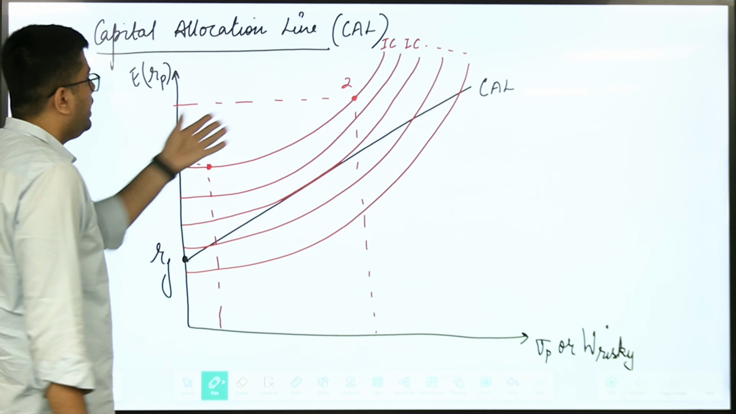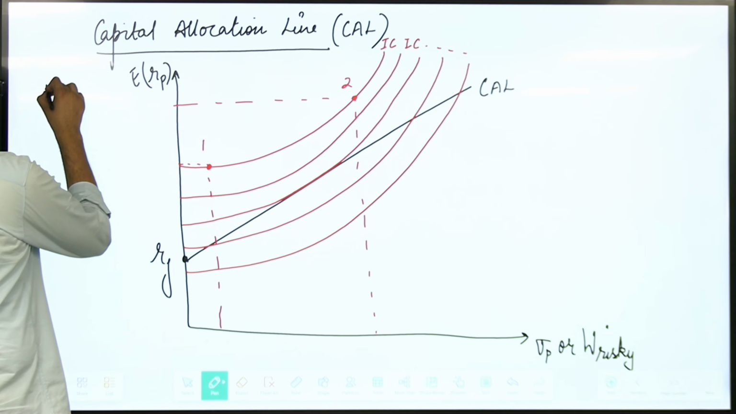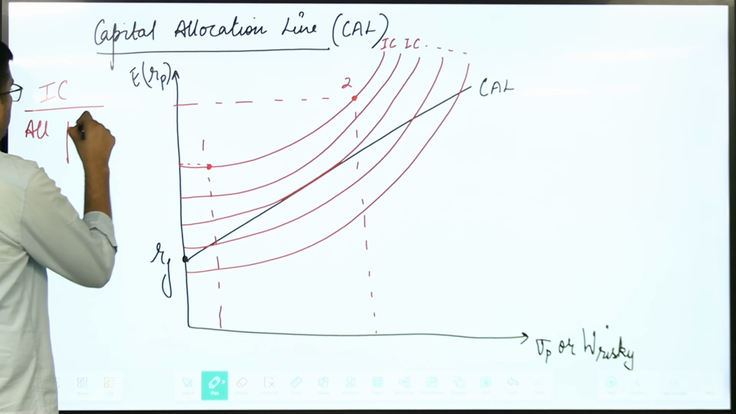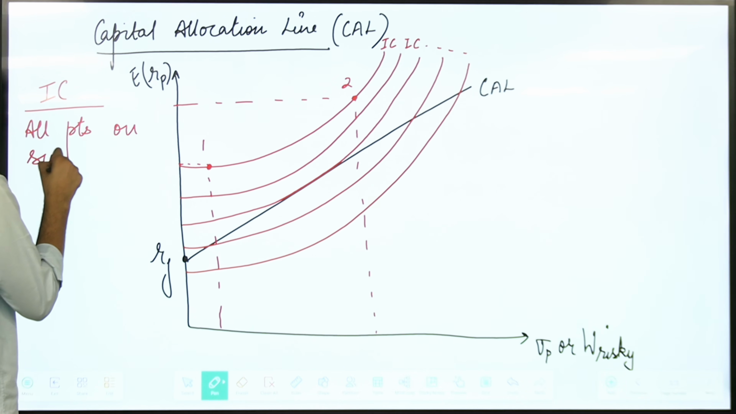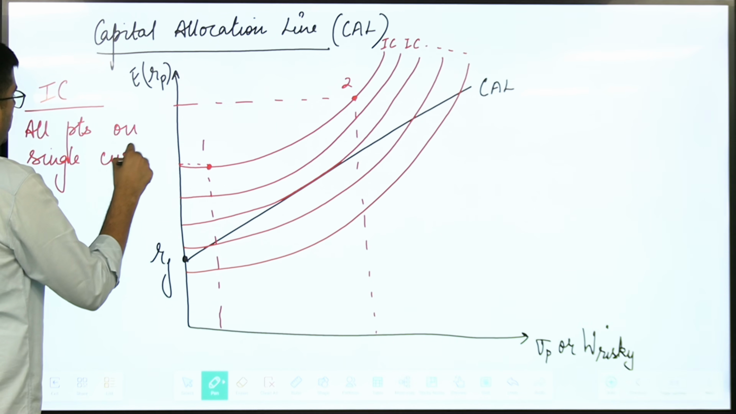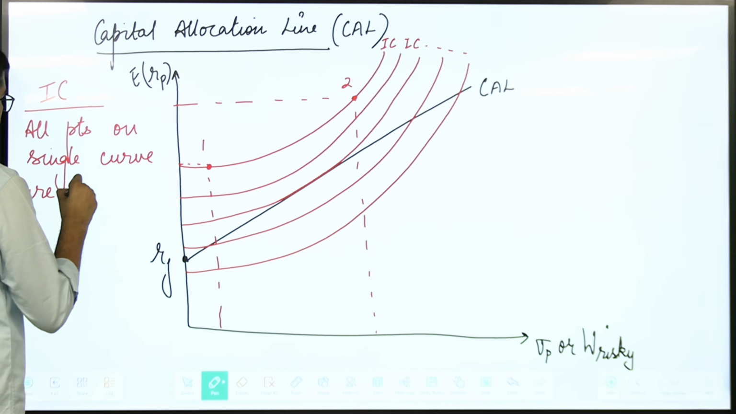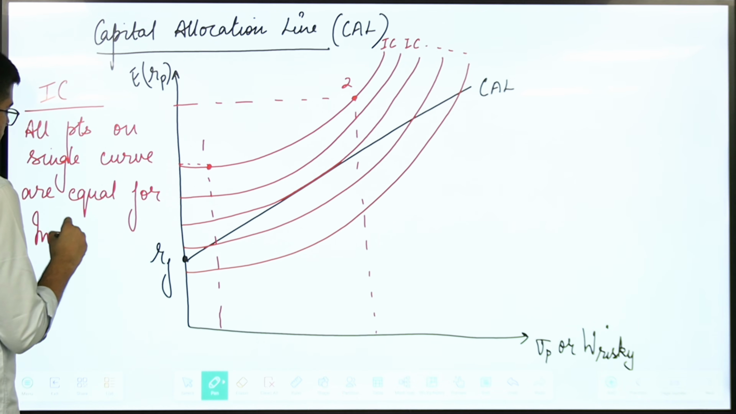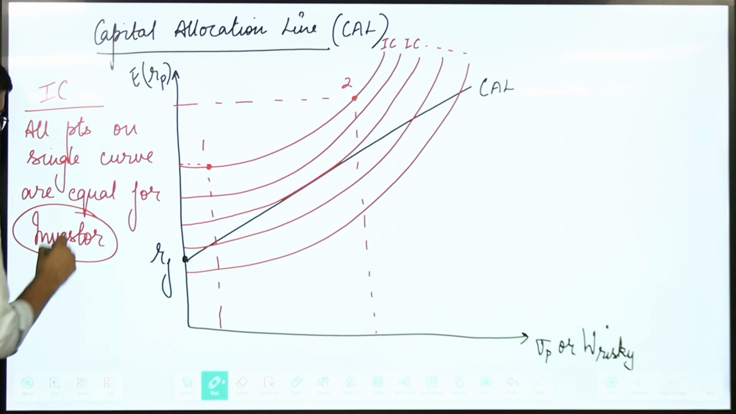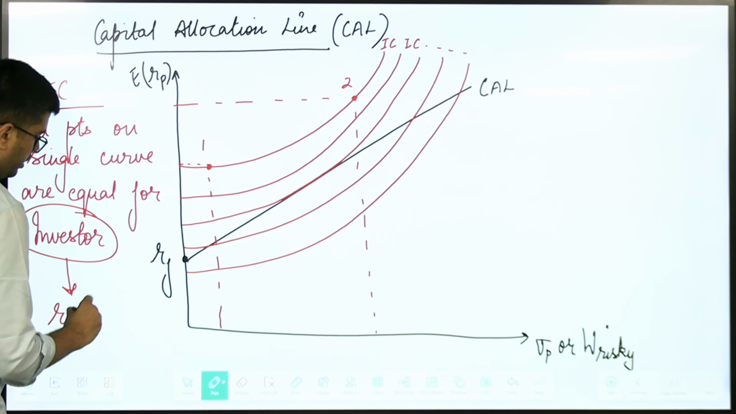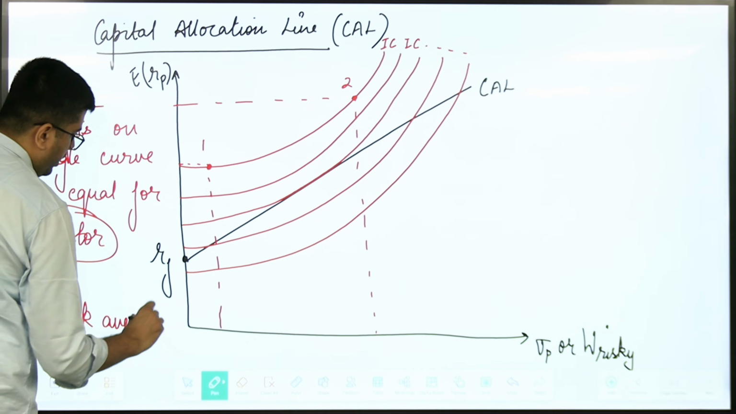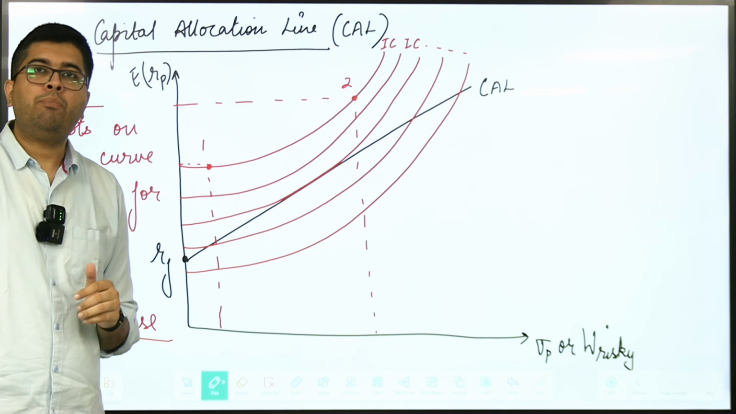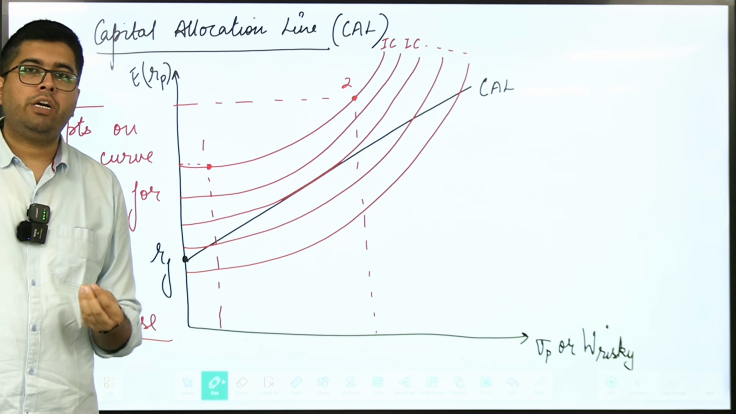So what we say in case of indifference curve is that all points on a single curve are equal for the investor. So for an investor, and generally when we say investor, what type of investor we are talking about? We are talking about a risk averse investor. Someone who is only willing to take risk if the same is being adequately compensated by appropriate returns.